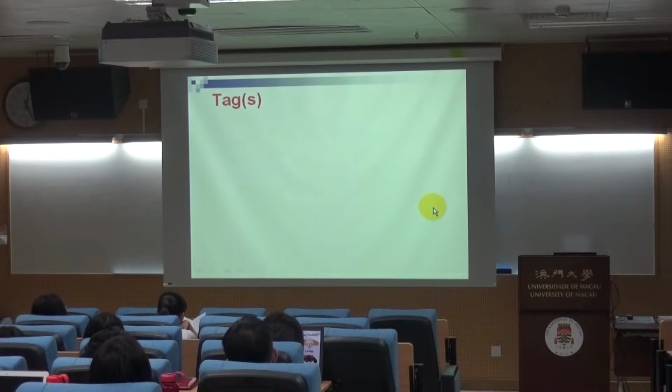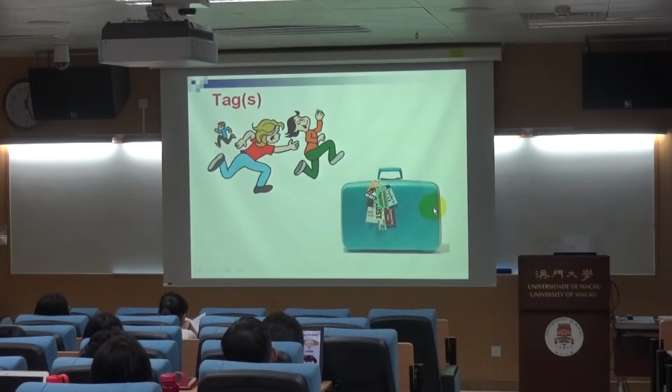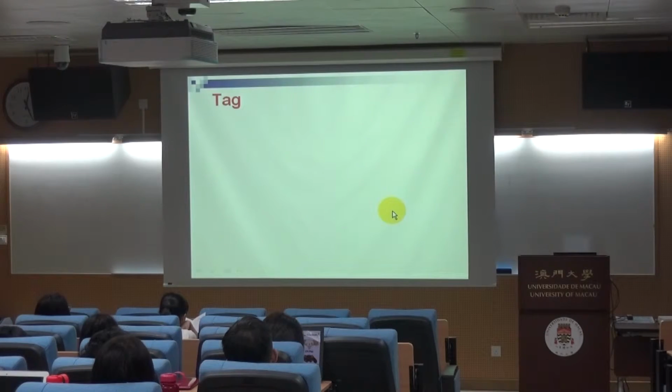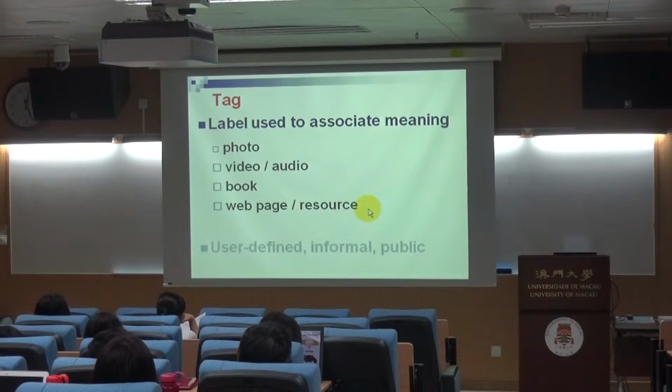Let's take a look at tags. A tag isn't the game you played as a child and it isn't something you put on luggage, although that's close. A tag is a label, and it's used to associate some kind of meaning. We can use a tag on a photo, on video or audio, on a book, on a web page, or other resource. These tags are user-defined, informal, and available to the public. They can be seen by the public.